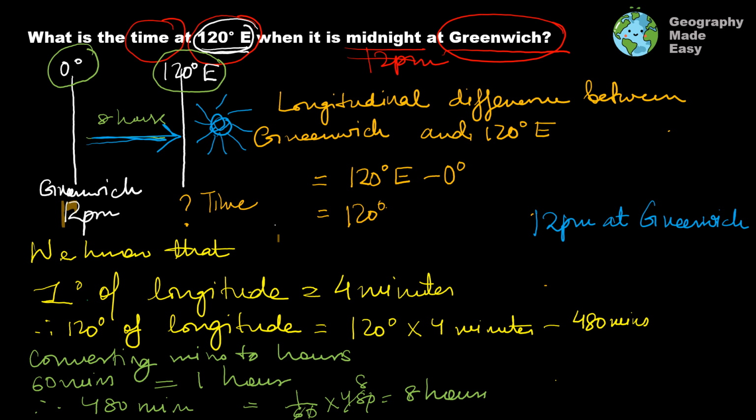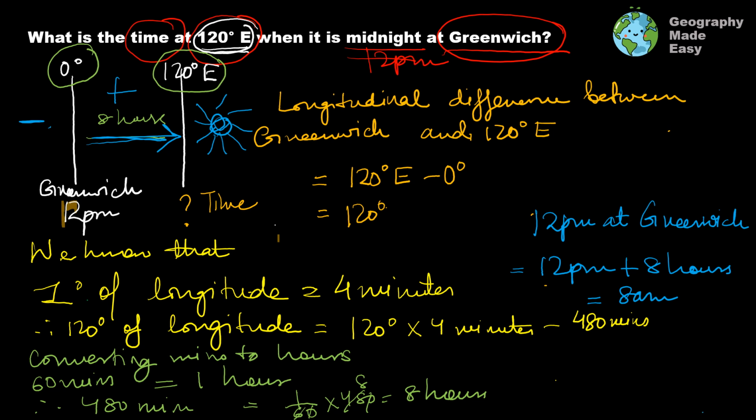So I will have to do an addition. If I was moving in the western hemisphere, it would have been a minus. So my calculation is 12 p.m. plus 8 hours. So 12 p.m., 1 a.m., 2 a.m., 3 a.m., 4 a.m., 5 a.m., 6 a.m., 7 a.m., 8 a.m.